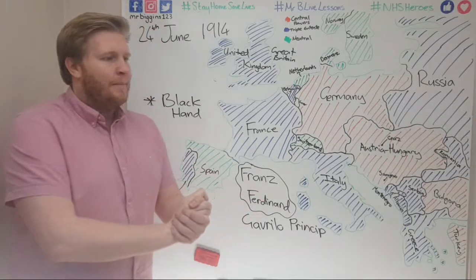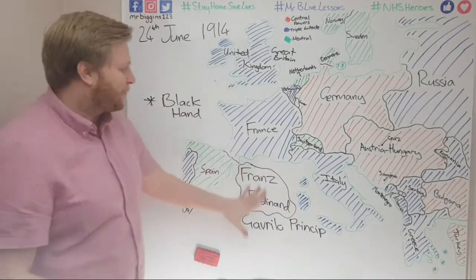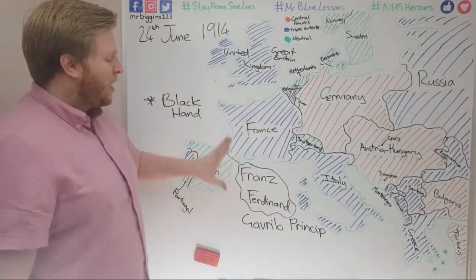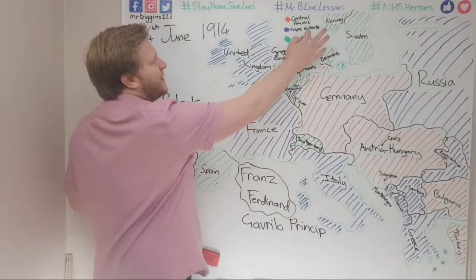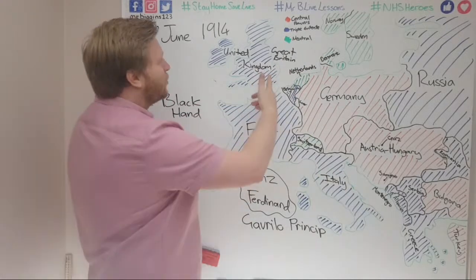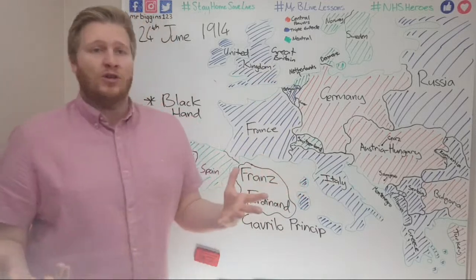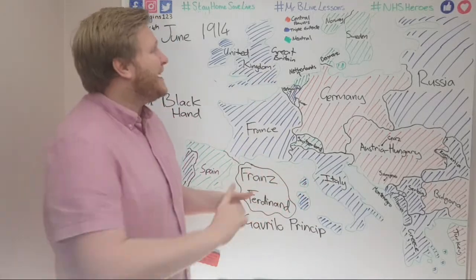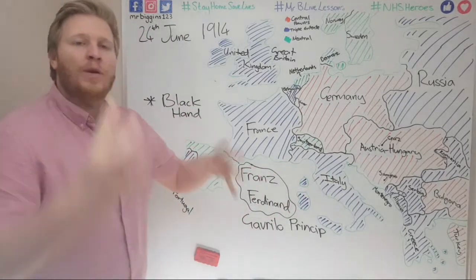Now, there were two main alliances at the time that Franz Ferdinand was assassinated. Okay, there were, you might be a little bit smaller, but there were the Triple Entente. I'm going to spell that out for you because I know that is quite small and you might want to write it down. It's triple spelled the same way as always, but entente is a French word. E-N-T-E-N-T-E. There was the Triple Entente.